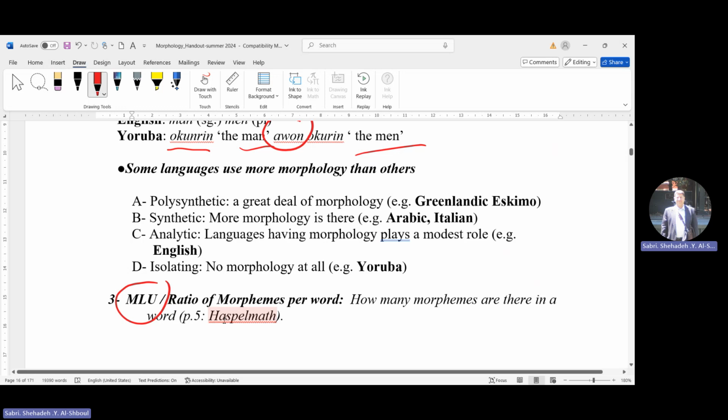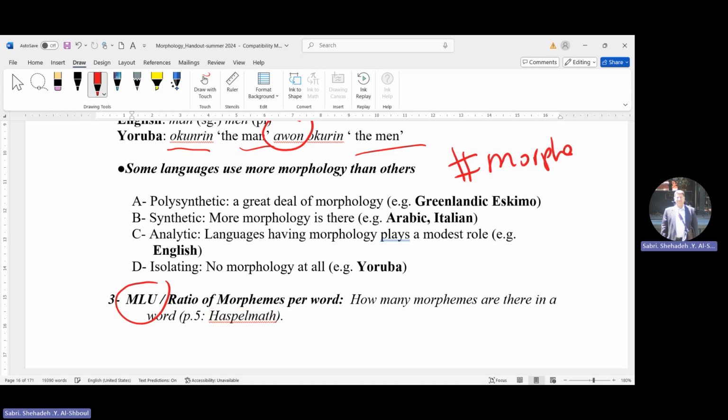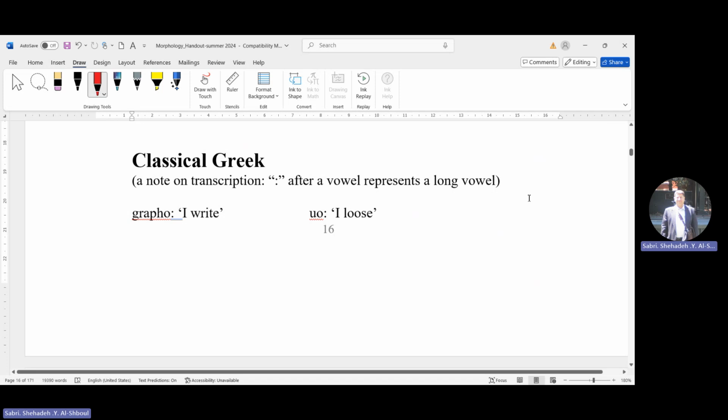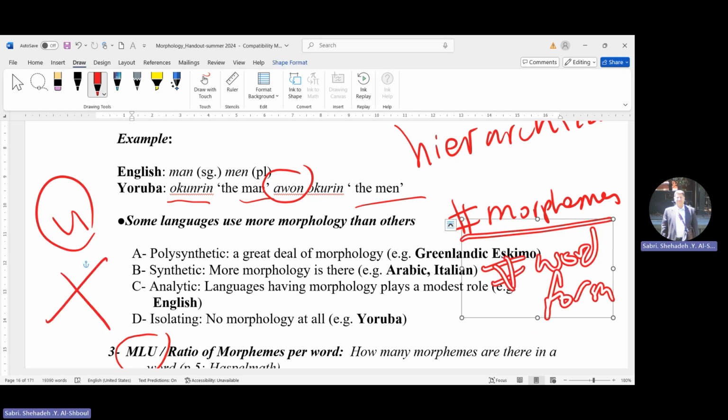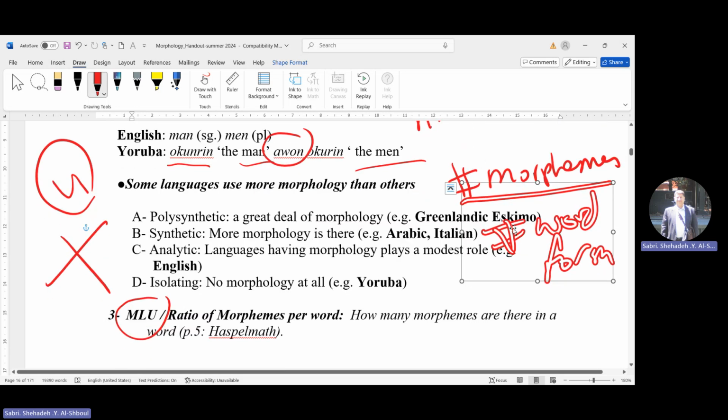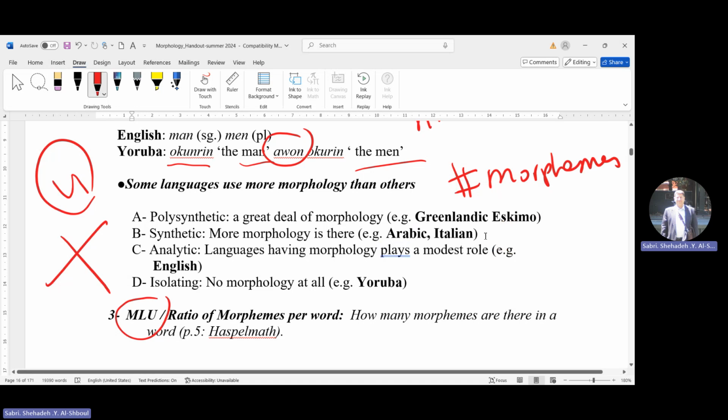So when we talk about the MLU, students, we talk about the number of morphemes divided by the number of word forms. Typically, the output is out of 4. So we have different quarters. In which quarter the language falls, we can tell that this language has a huge amount of morphology, like Greenlandic Eskimo, which is called polysynthetic.